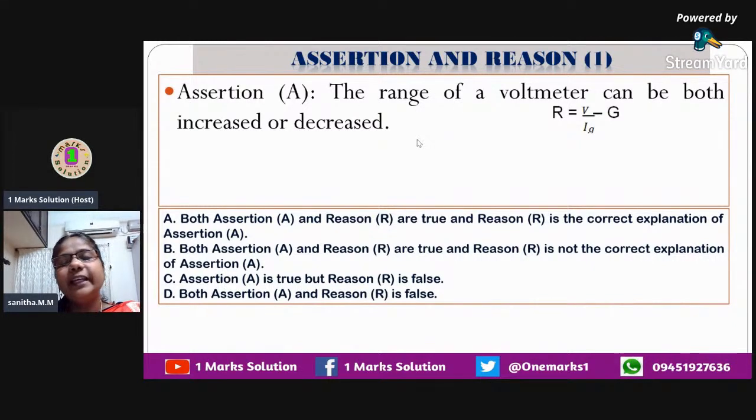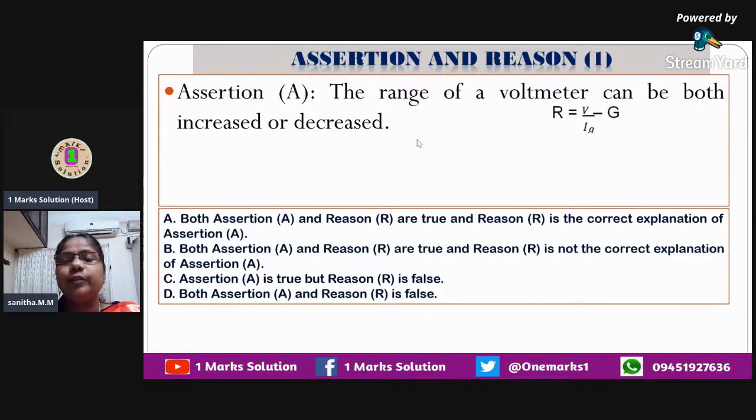The first one: the range of a voltmeter can be both increased or decreased. You know that a galvanometer can be converted into a voltmeter and an ammeter. When a high resistance is connected to a galvanometer, we can convert the galvanometer into a voltmeter. If you are connecting a very low resistance in parallel, we can convert the galvanometer into an ammeter. I think all of you are doing these two for the practicals also.